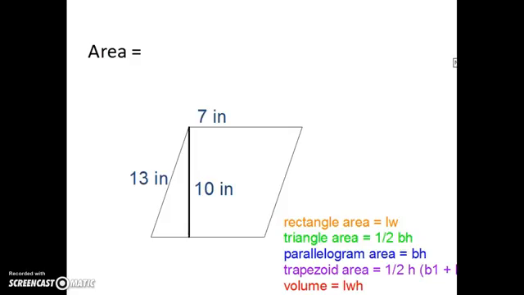This shape is a parallelogram. So I'm going to have base times height. The base would be this number on the bottom. And since I got a 7 on the top, I'm also going to have a 7 there and a 13 there. So the base is 7. The true height is the one in the middle from the top to the bottom right there, the 10. 7 times 10, 70 square inches.